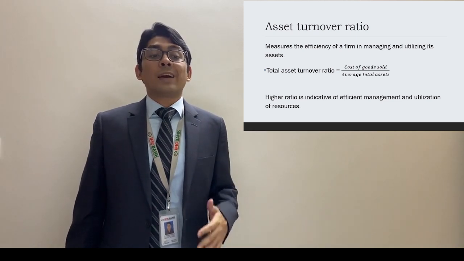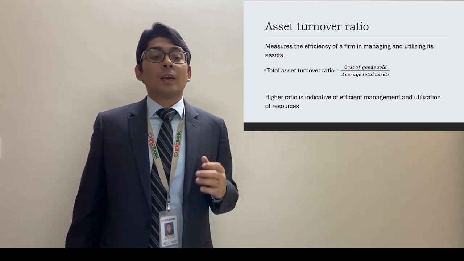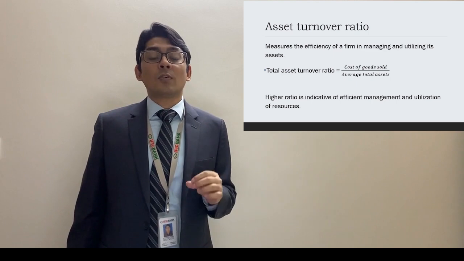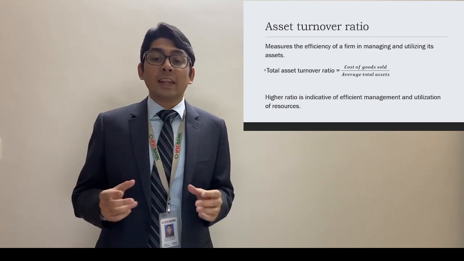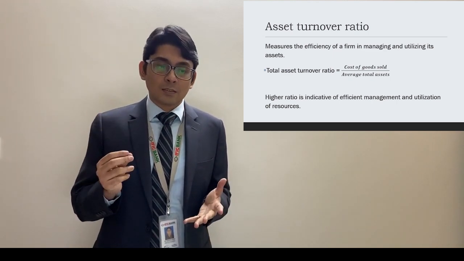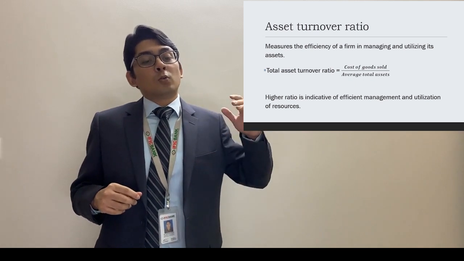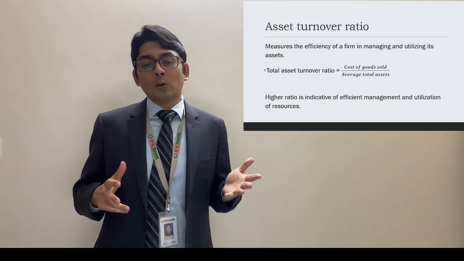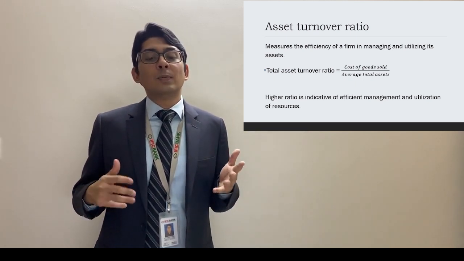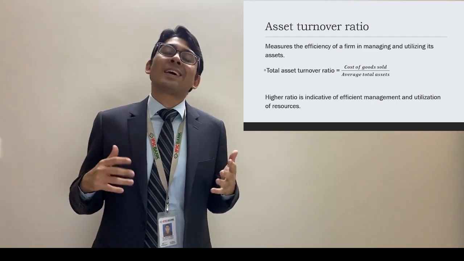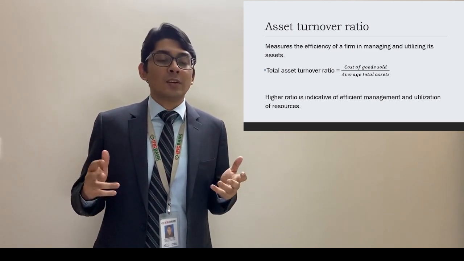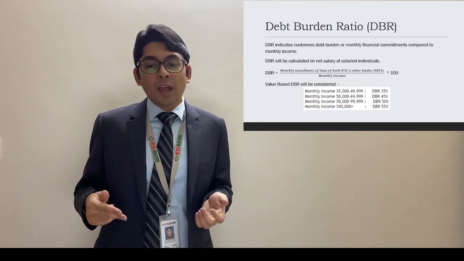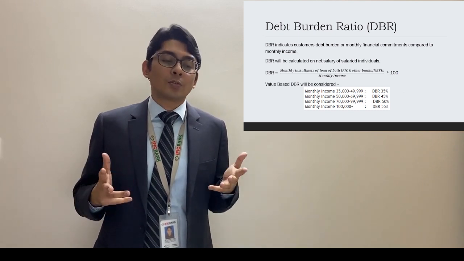So what does asset turnover ratio tell us? It measures the efficiency of a firm in managing and utilizing its assets. So total asset turnover ratio is equal to cost of goods sold divided by average total assets. A higher ratio is indicative of efficient management and utilization of resources.